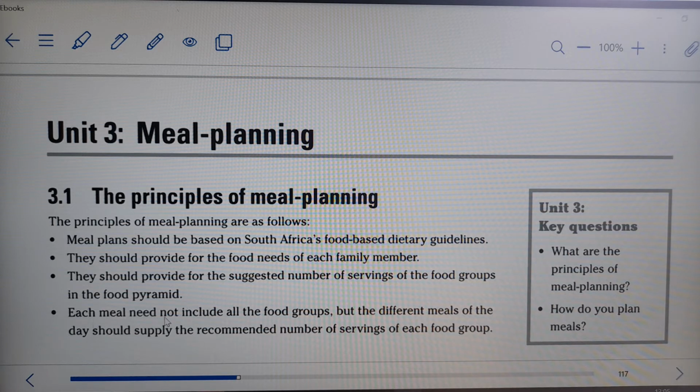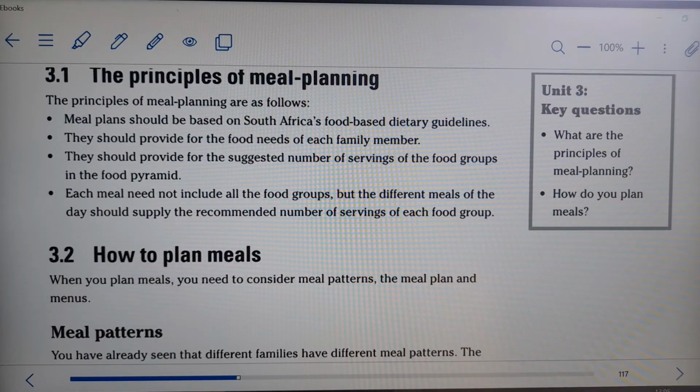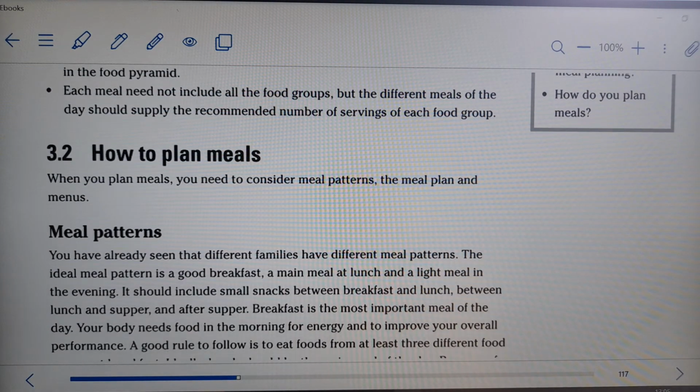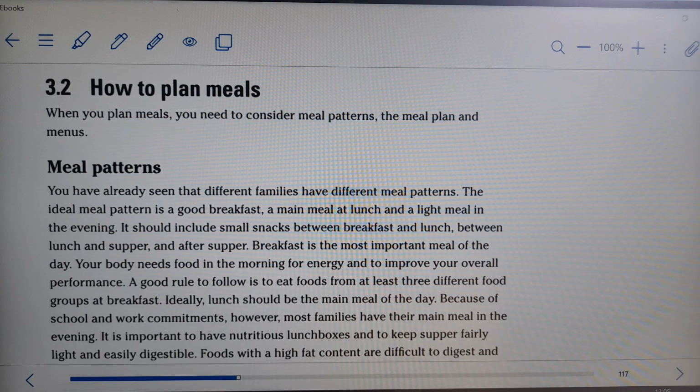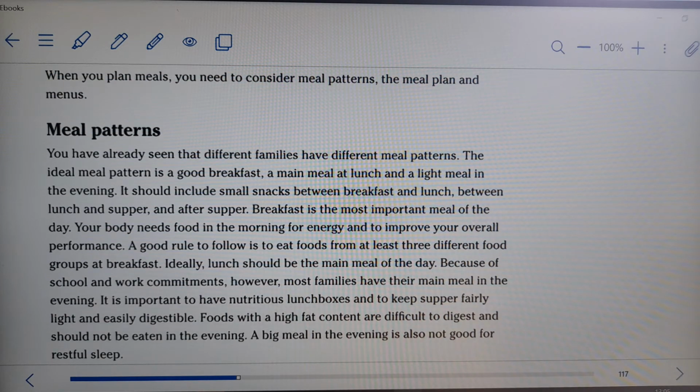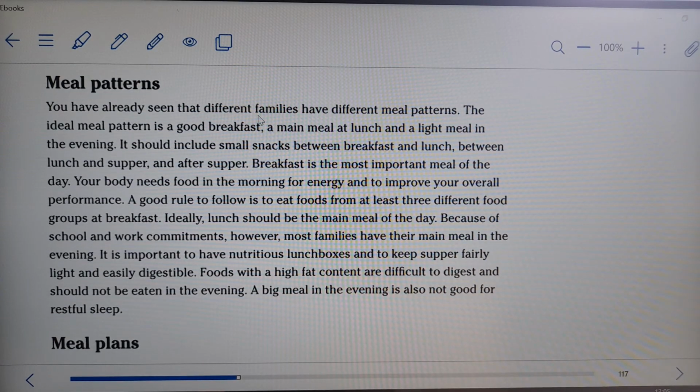Each meal need not include all the food groups, but the different meals of the day should supply the recommended number of servings of each group. How to plan meals? When you plan meals, you need to consider meal patterns, the meal plan, and the menus. Let's start by looking at the meal patterns. You have already seen that different families have different meal patterns.